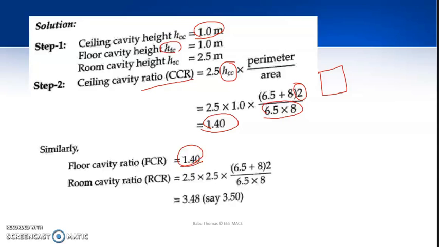Next is room cavity ratio. Cavity height is 2.5 meter. So you will be replacing H here as HRC, and you are getting the value of room cavity ratio is 3.48. So this is the preliminary calculations which is required in order to find out the reflectances values in order to calculate our coefficient of utilization.